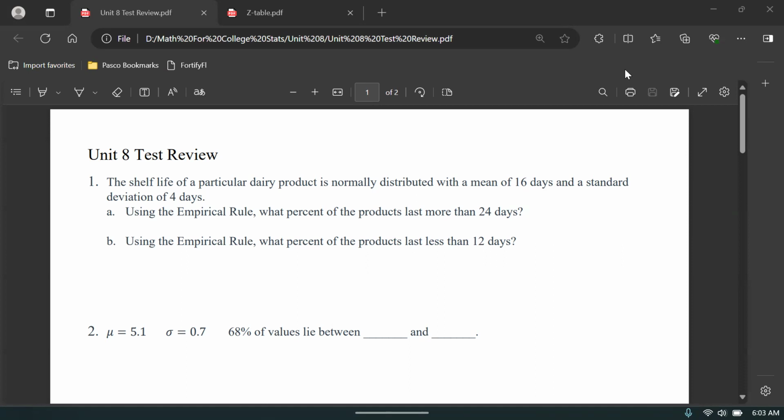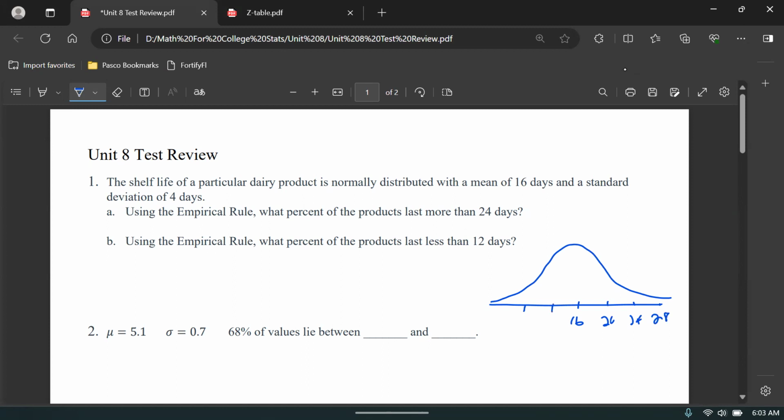So, the empirical rule, remember, is kind of just the 68, 95, 99.7 rule. So, we're going to need to draw this out. All right. So we know 16 is the average here in the middle, and standard deviation is 4. So we're going to go 20, 24, 28, and then we got to subtract some 4s as well. So 12, 8, and 4.